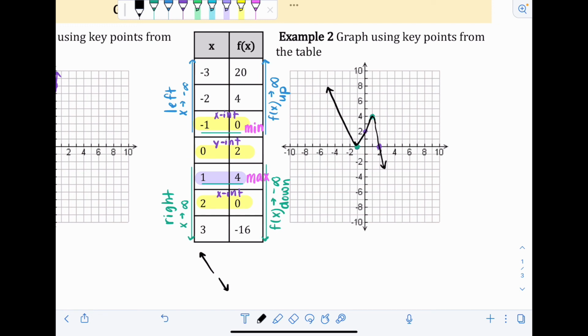So again, it's kind of ugly, it's kind of unsatisfying to graph it, but the main thing is key points are there and behavior is correct. So this is fine in my book. If yours looks like this, that's okay too.